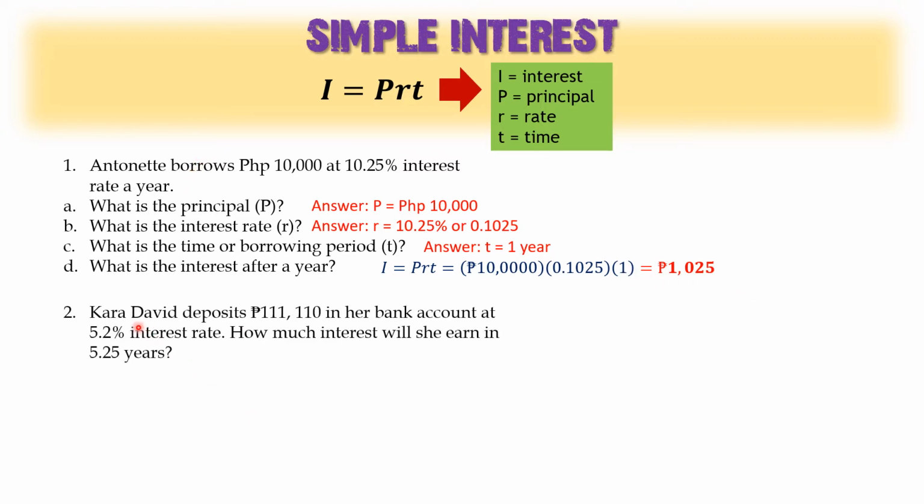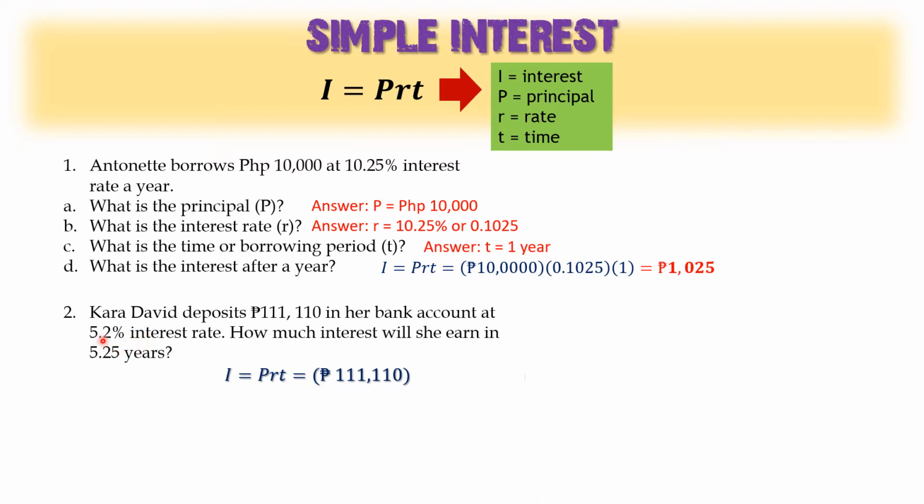Next, Cara David deposits 111,110 pesos in her bank account at 5.2% interest rate. Question is, how much interest will she earn in 5.25 years? Okay, using the same formula, I is equal to PRT, the principal. So this is the amount. Okay, dahil nag-deposit siya, ito yung perang dineposit niya. That is 111,110 pesos. Okay, then the rate, we have your 5.2%.